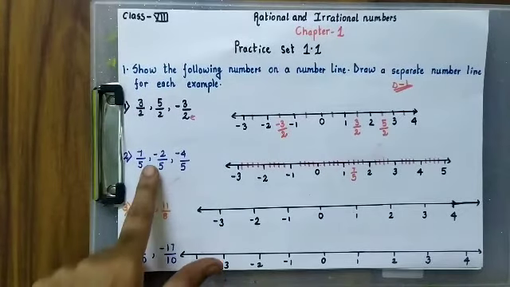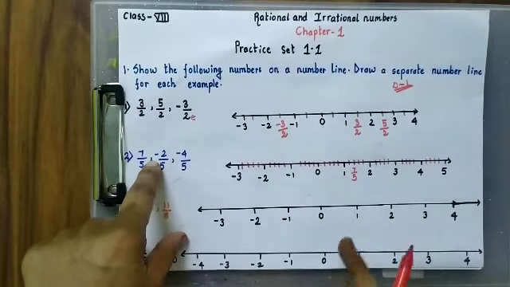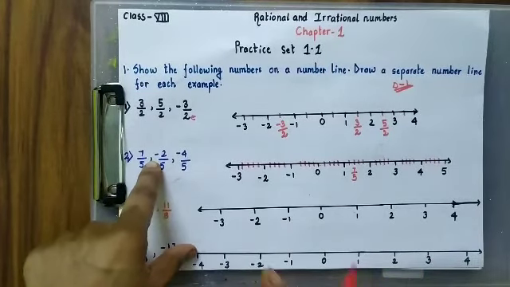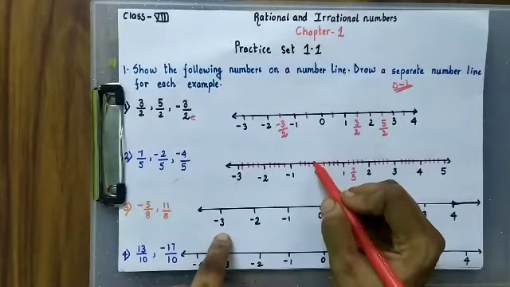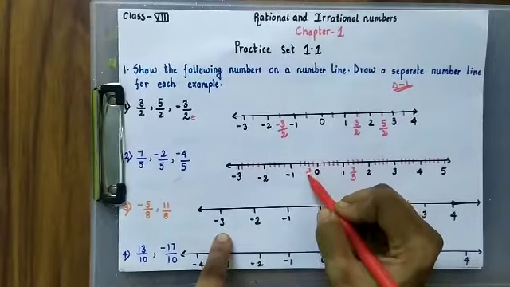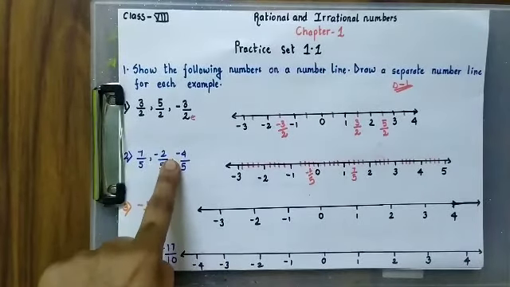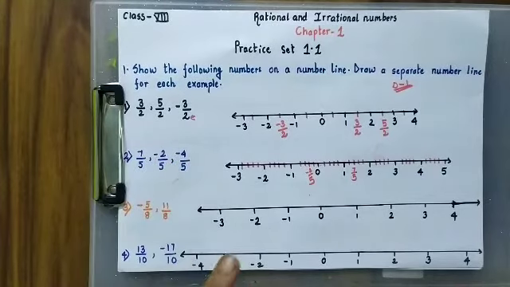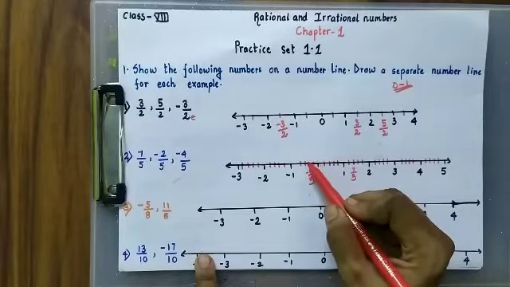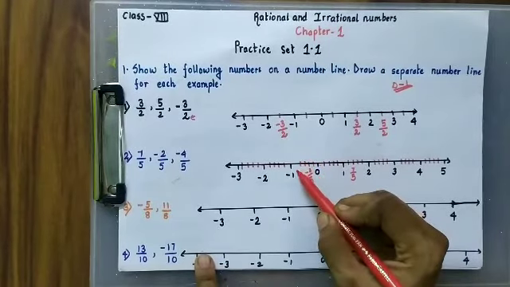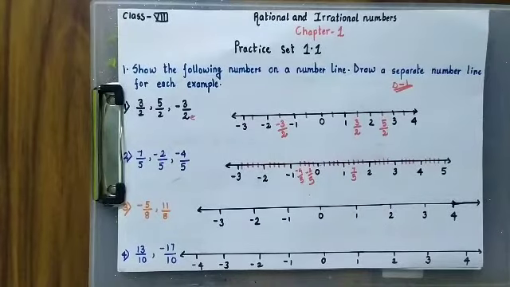Now the next number is minus 2 by 5. So we are going to move towards left from 0. How many steps? 2 steps. 1, 2. So minus 2 by 5 will lie here. Now the third number is minus 4 by 5. Again the number is negative, so move towards left from 0. 1, 2, 3, 4. So minus 4 by 5 will lie here. As simple as this.